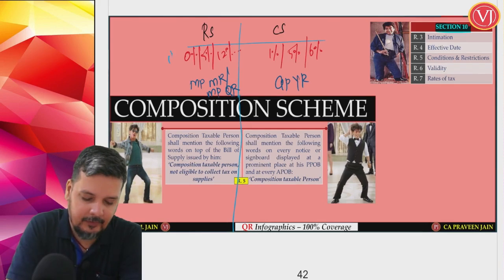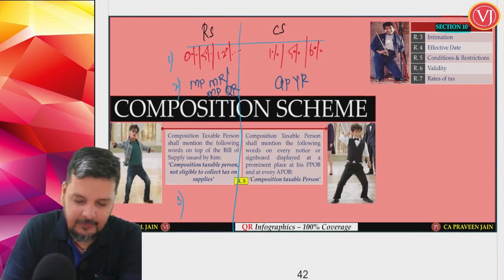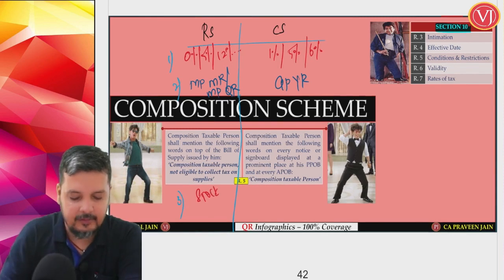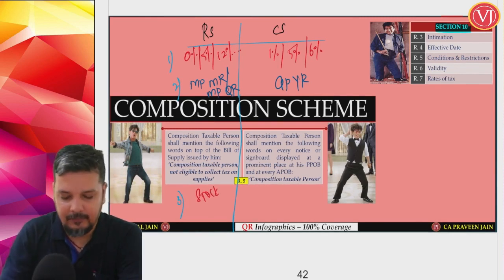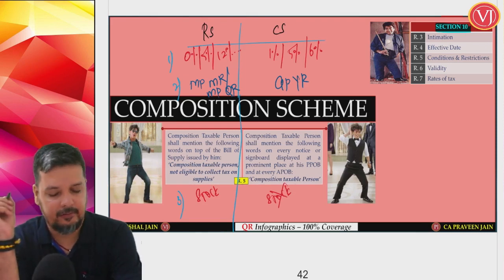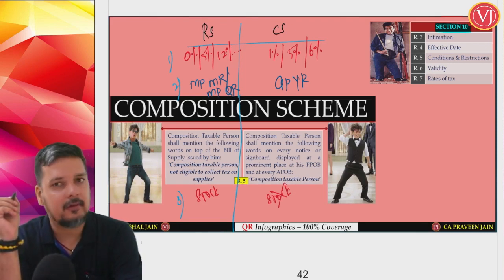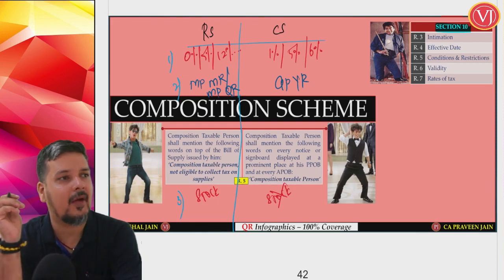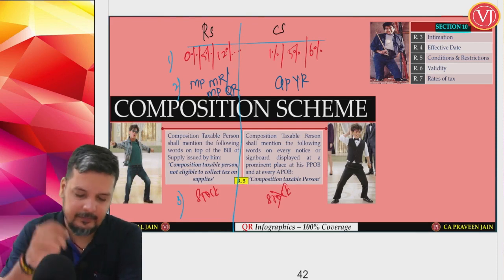Let us say the first advantage, second advantage, third advantage. You are required to maintain stock details when you are talking about regular scheme. In your composition scheme, you are not required to maintain stock details. No need to have stock details.